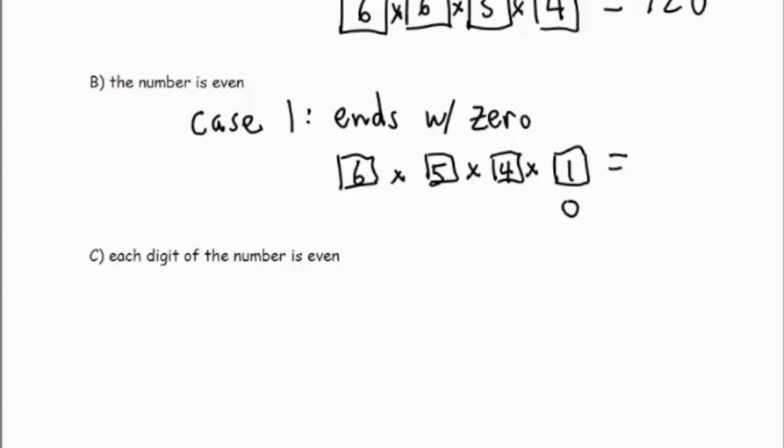So there's 6. We drop 1, we get 5. Drop another, we get 4. We multiply, we get 120. So 120 numbers that end in 0.